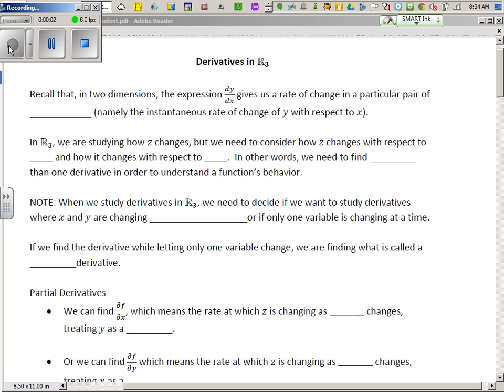Okay, so recall in 2 dimensions, the expression dy over dx really gives us an instantaneous rate of change in a particular pair of dimensions. So what we're talking about is delta y over delta x, and you're limiting those to 0. In R3, though, you're going to be studying how z changes, and we have to consider how z changes with respect to x and y. In other words, how it changes with respect to x and how it changes with respect to y. So there's kind of 2 things going on. In other words, we need to find more than one derivative if we're going to understand a function's behavior.